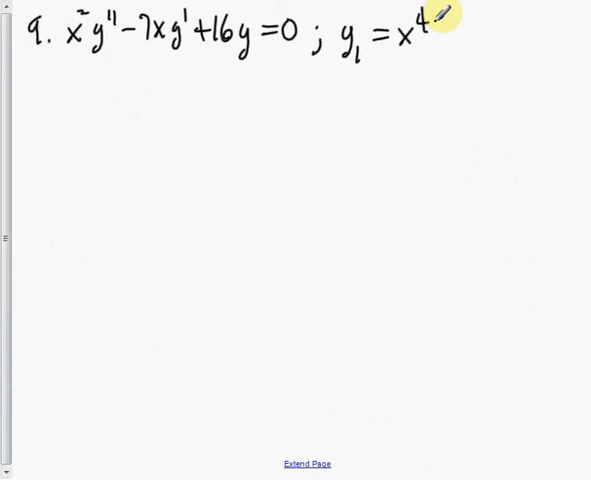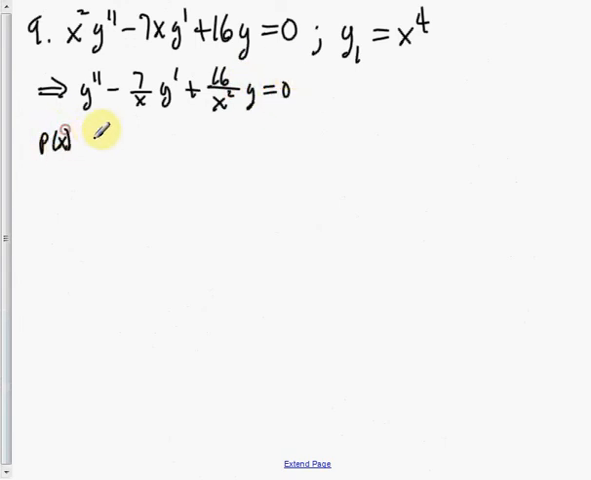For this problem, you see the x squared that's associated with y double prime? You have to divide that term through the differential equation. For the previous couple of problems, it was already done, right? So you want to be careful. So this implies that y double prime minus 7 over x y prime plus 16 over x squared times y is equal to 0. So p of x is equal to negative 7 over x.